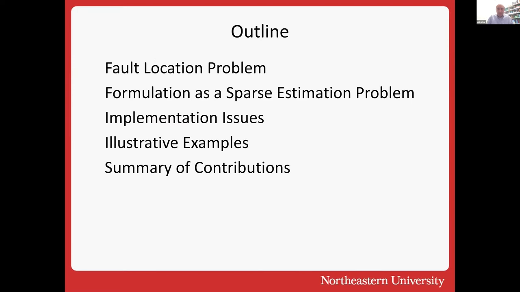So with that, let me move on to the outline. Even though you all probably know what the fault location problem is, I'd like to briefly describe it, and then talk about the formulation of the proposed solution. Then I'll talk a bit about the implementation of that solution and some of the issues, and then show some examples using typical power systems under faults, and then summarize the contributions and try to answer any questions you have after that.